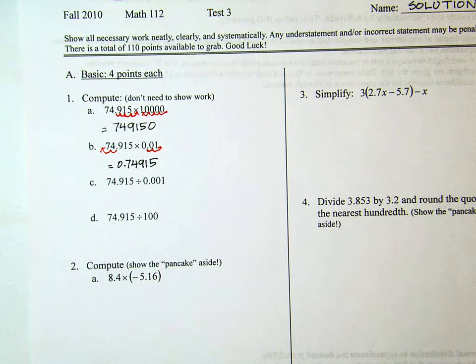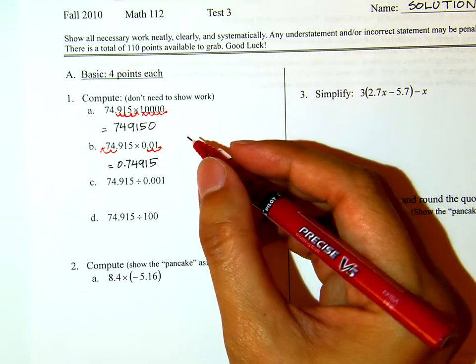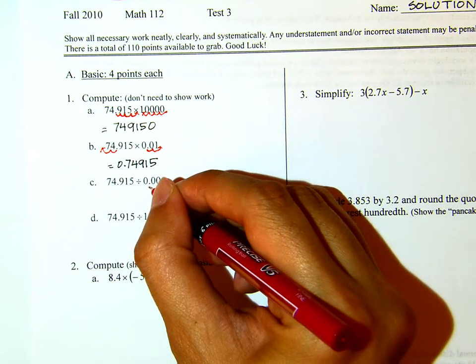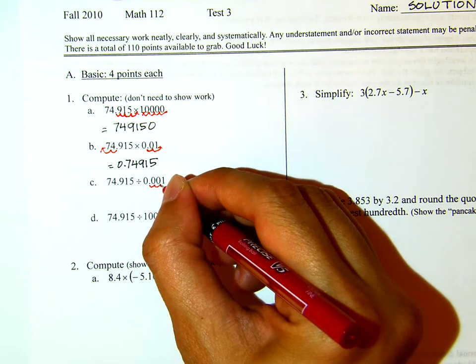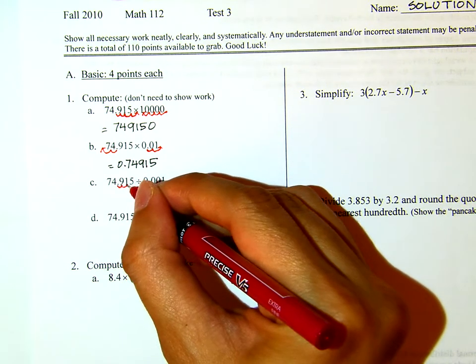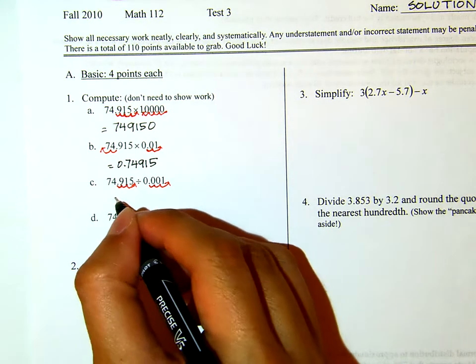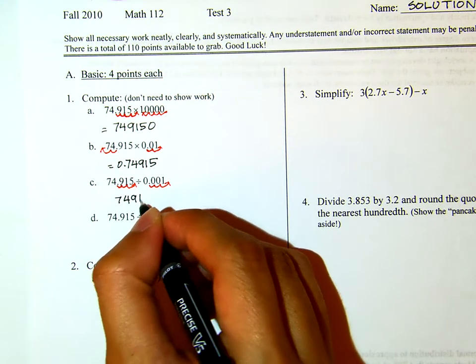In part C, when you divide by base 10, the decimal point moves the same direction. So in this case, if I move it 3 times to the right to make it 1, then I will move it also 3 times to the right, the same direction. That will be 74915.